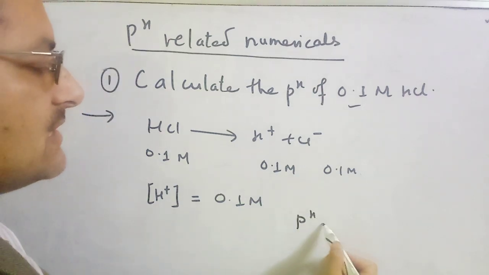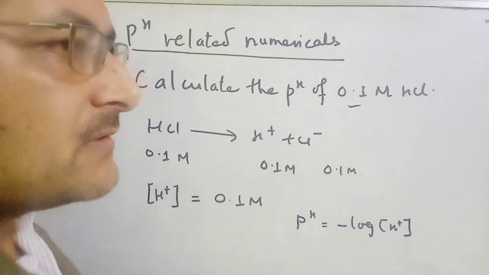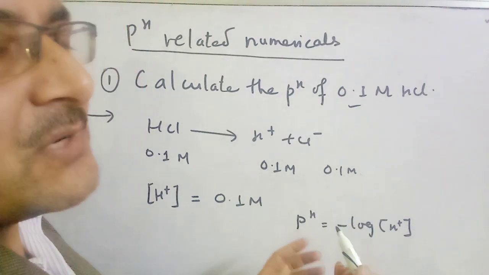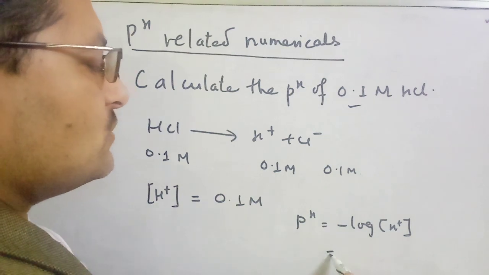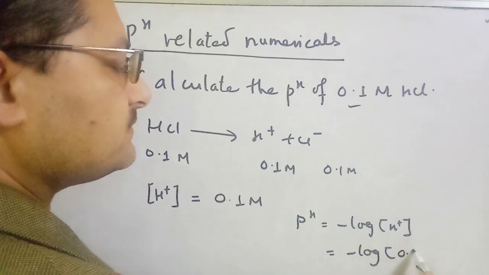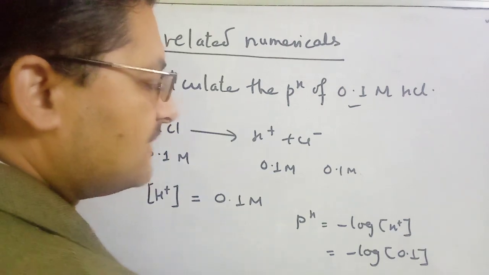And you know what is the formula of pH? The formula of pH is equal to minus log H plus ion. So this is the formula, and to calculate pH you must know the H plus value, but that H plus must be in molarity. Minus log H plus means minus log 0.1. So you can easily find out the pH value here.